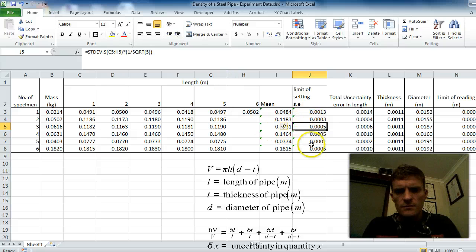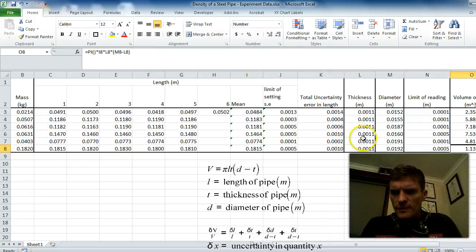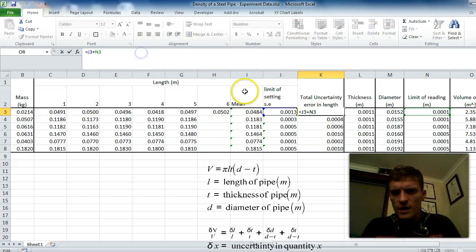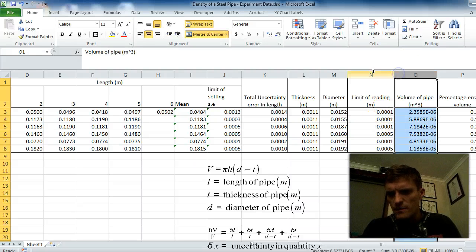Good. So the rule for standard error seems consistently correct. Let's now come over here. Total uncertainty is the limit of setting combined with the limit of reading. This limit of reading is due to the limits in our measuring device. So what measuring devices did we use to give us these limit of readings? And it's important to note that down.